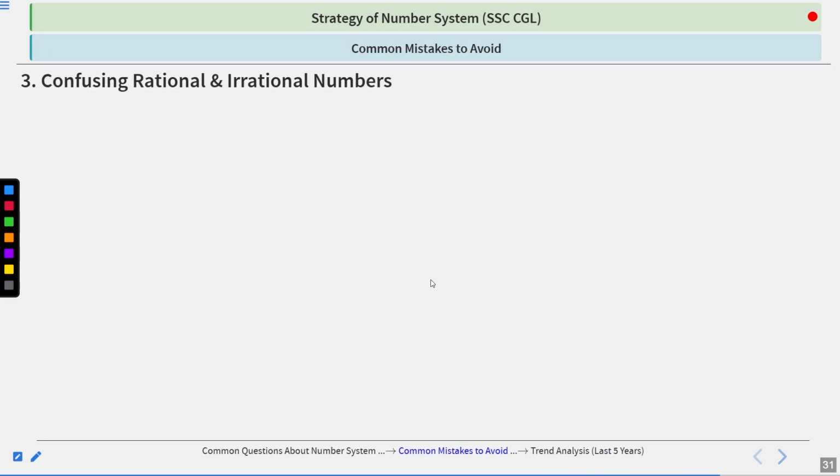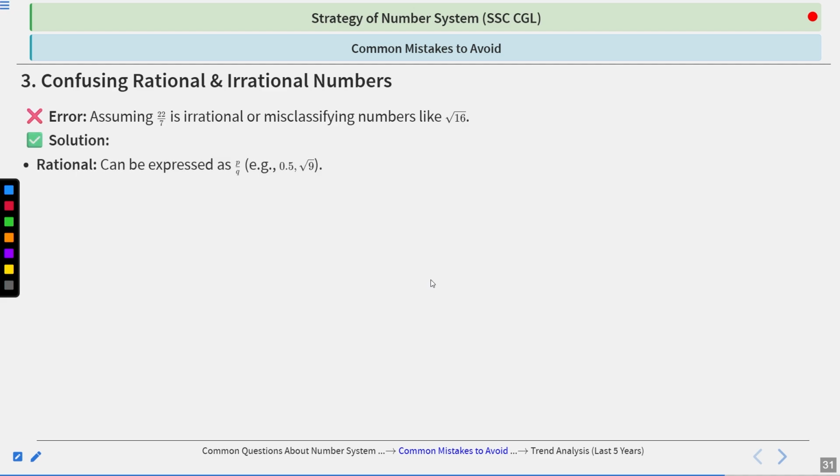Next one is confusing rational and irrational numbers. So, confusion between rational and irrational numbers. The error will be assuming 22 by 7 is irrational or misclassifying a number like root 16. Now the solution: rational can be expressed as p by q. Example: 0.5, root 9, because when we take the square root of 9 we get 3. So this is not an irrational number, and 0.5 we can write as 1 by 2. So both are rational numbers.